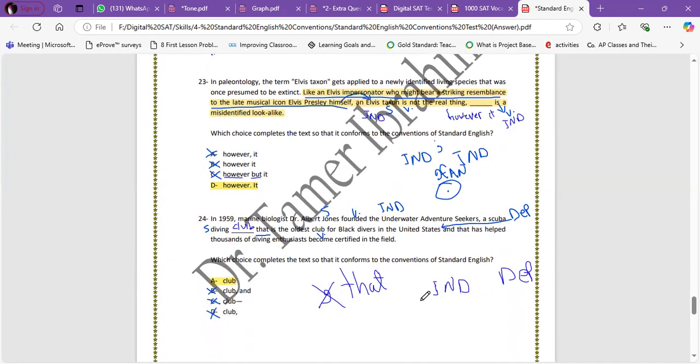Number 24, we have club. Club, comma, and. Club dash. Club, comma. Take care that the club dash and the club comma look like each other, except that there is another dash, so we're going to choose this, or there is another comma, we're going to choose this. Let's take from the beginning. He said in 1959, prepositional phrase. Marine biologist Dr. Albert, no punctuation because the title and the name is important. I know that it's not our question, but just to show you, because this question is going to be repeated a lot. Found, so subject verb, the underwater adventure seekers.